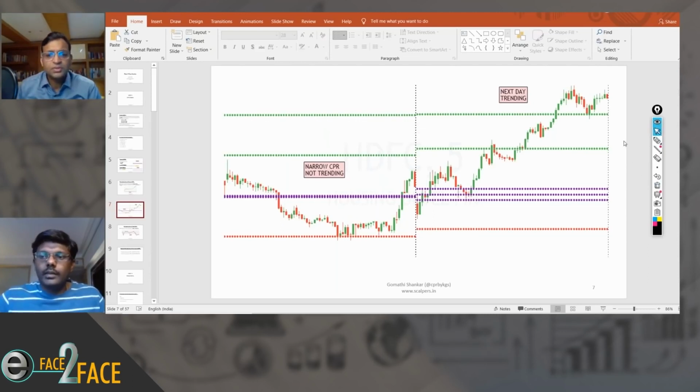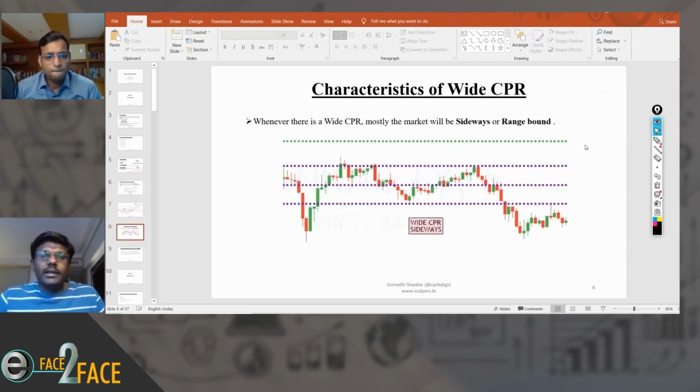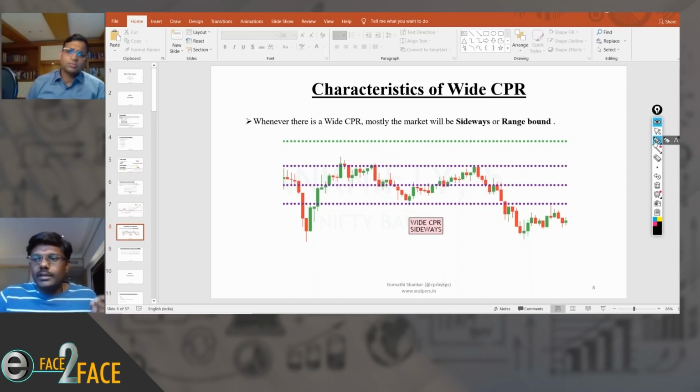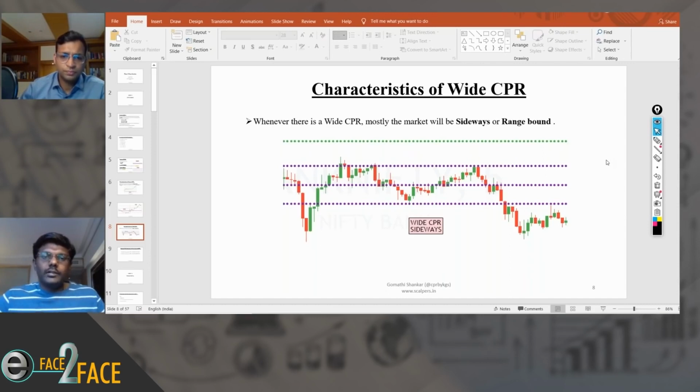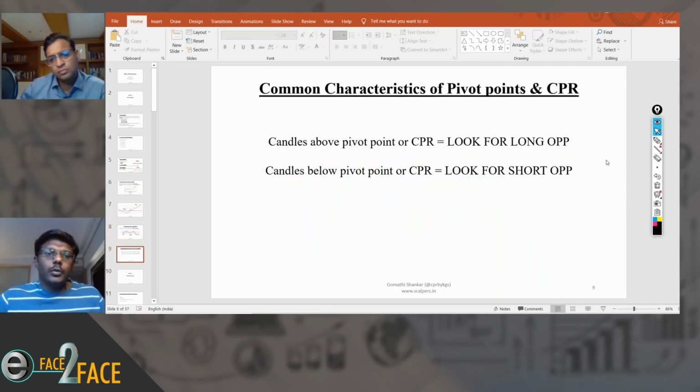So next, the characteristics of a wide CPR. Just now we discussed narrow CPR. Now, whenever there is a wide CPR, generally there will be more space inside the 3 CPR levels. The spaces are more whenever the CPR is wide. So what happens? We can expect a range bound market or a less trending market. This is one such example where the market is range bound.